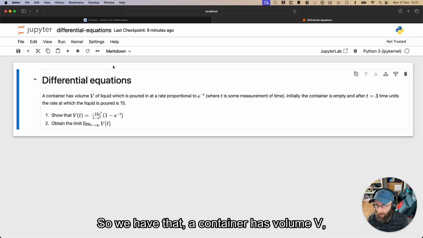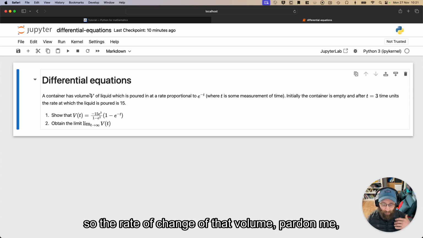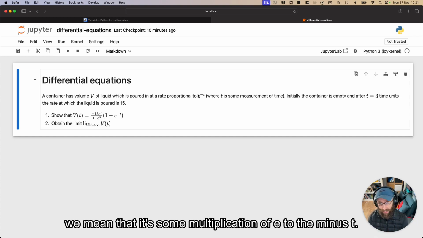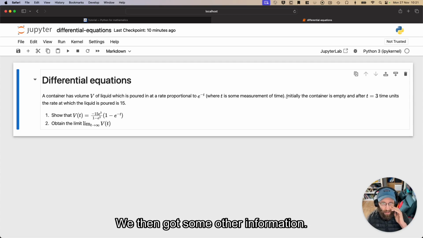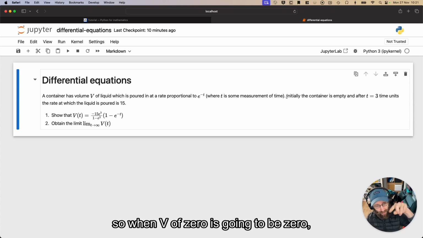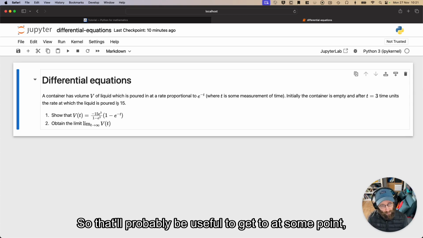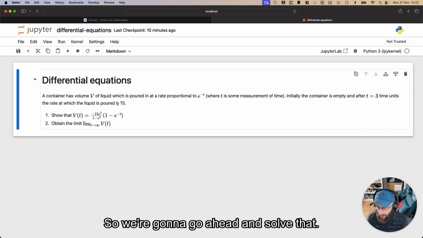So we have that a container has volume V, and the rate of change of that volume is proportional to e to the minus t, where t is time. When we say proportional, we mean that it's some multiplication of e to the minus t. We've then got some other information. Initially, the container is empty, so V of 0 is 0, and V of 3 is 15. That'll probably be useful to get a more specific solution. So we're going to go ahead and solve that.